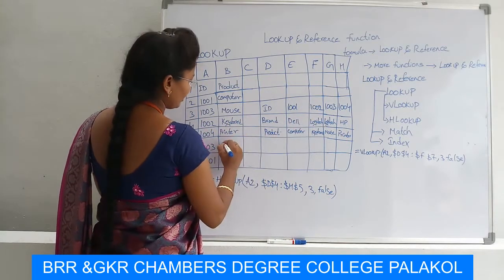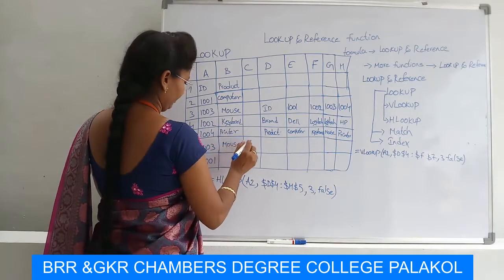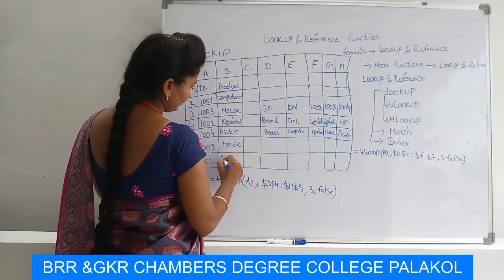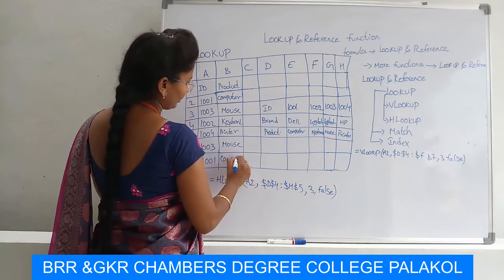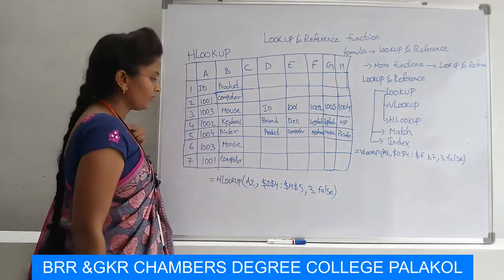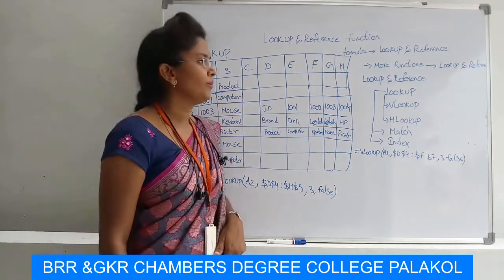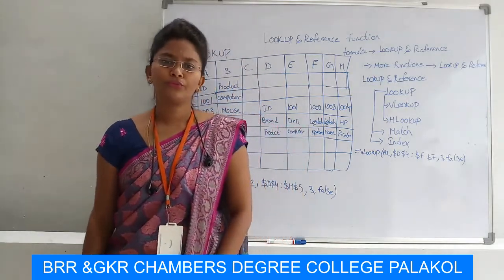1003 as mouse, 1001 as computer. This is the way for the HLOOKUP function.